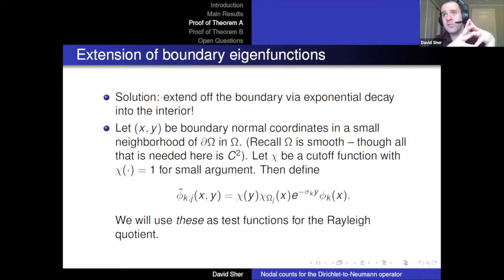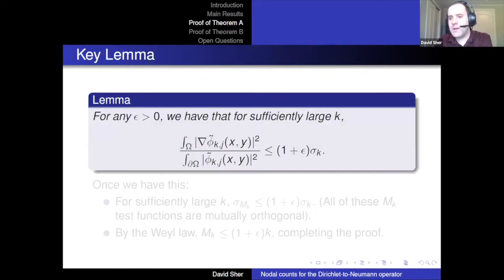I should note that if you just compute the Steklov eigenfunctions for, say, a half plane, you get e to the sigma k times (ix minus y), basically. So this is exactly what Steklov eigenfunctions look like on a half plane. You can do similar computations for a disk. And we're going to use these extended eigenfunctions as test functions for the Rayleigh quotient. As with most Rayleigh quotient problems, at this point it becomes basically a computation of what the Rayleigh quotient is.